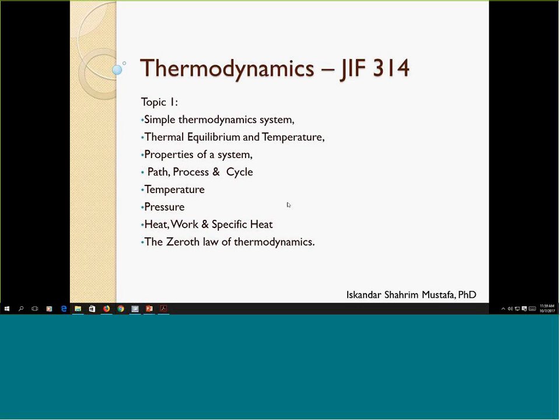Basically, in this first topic, we're going to discuss the simple thermodynamic system, thermal equilibrium, temperature, properties of a system for thermodynamics, path, process, and cycle, temperature, pressure, and so on, until the zeroth law of thermodynamics. Then for the next topic we go deeply into heat, work, specific heat, and also the first law of thermodynamics.